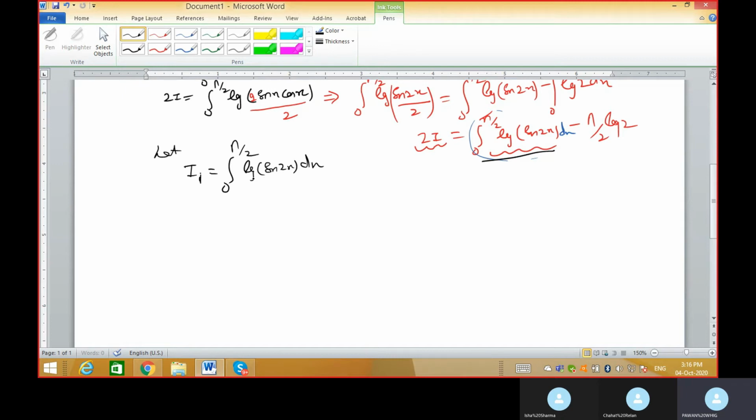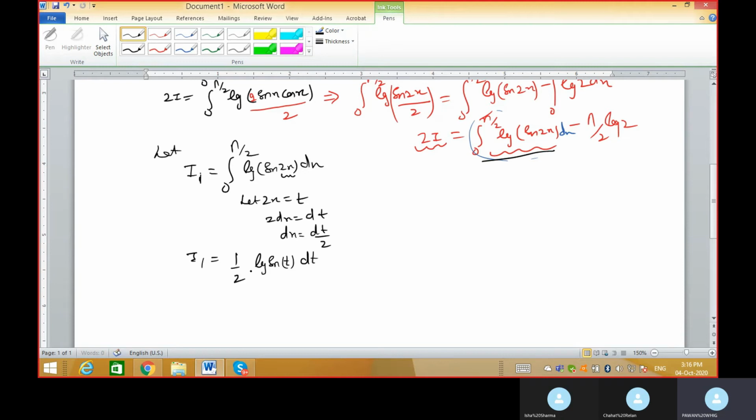I would make it log of sin x. How? We'll see. Now there is 2x, so let 2x equal t. So I am applying a substitution. Then 2 dx is equal to dt, so instead of dx, I can write dt by 2. Write it here: this is log of sin t, and then dt by 2.